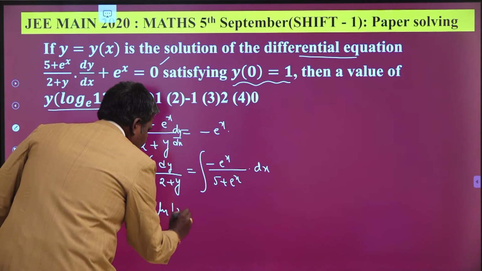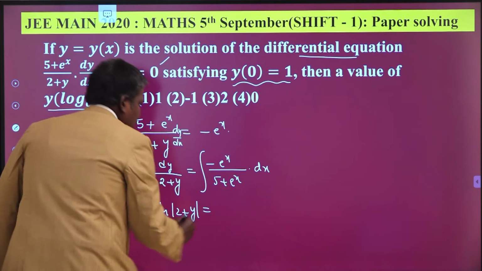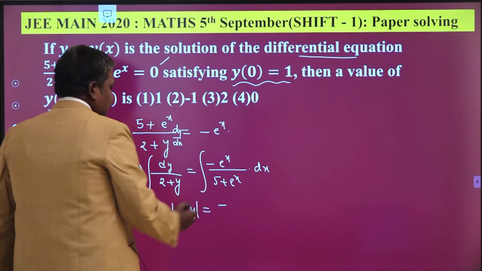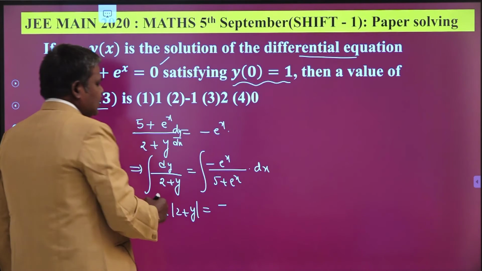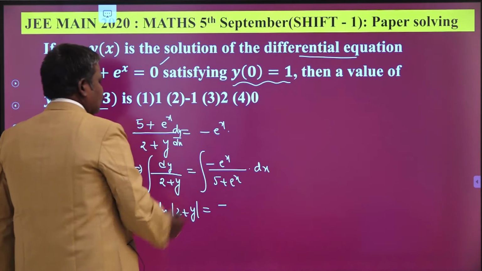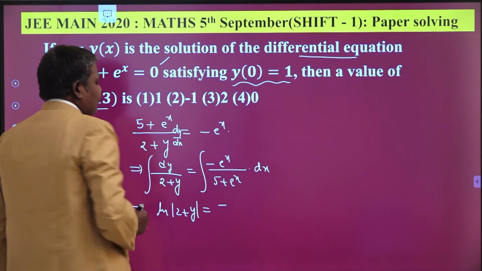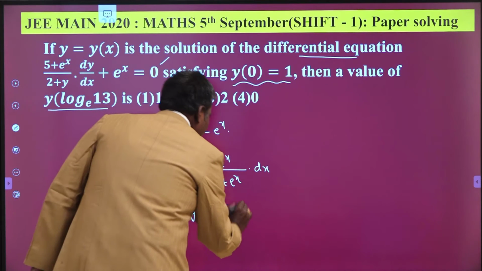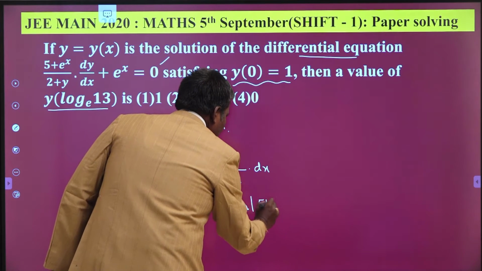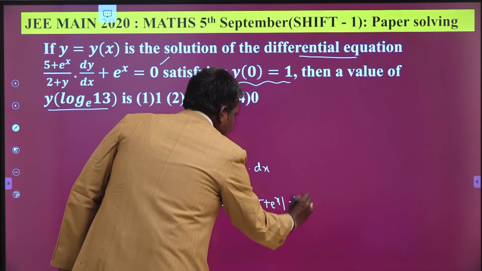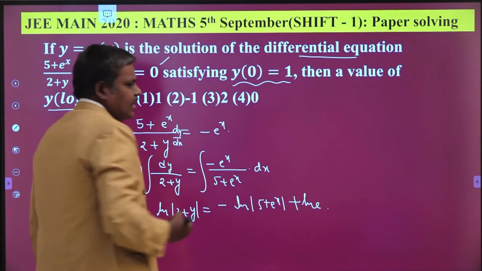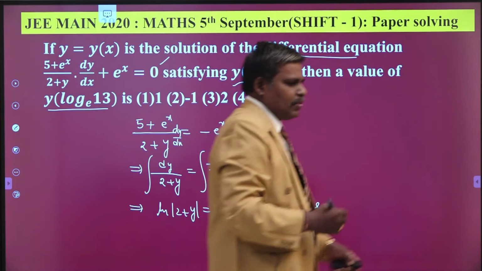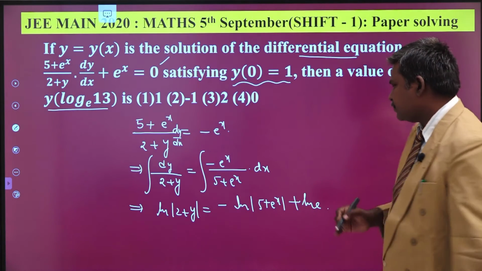This implies log mod 2 plus y is equal to, take minus outside. What is the derivative of 5 plus e power x? E power x. So it is in the numerator. It is of the form f dash x by f of x dx. Log mod f of x minus log mod 5 plus e power x plus some log c. We are adding some arbitrary constant as log c because both are logs.